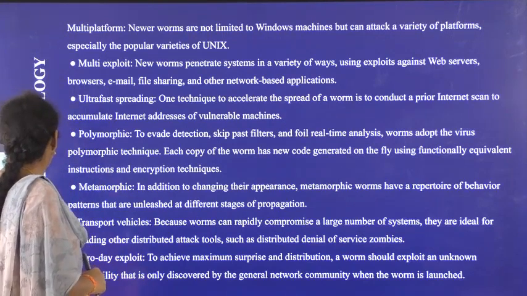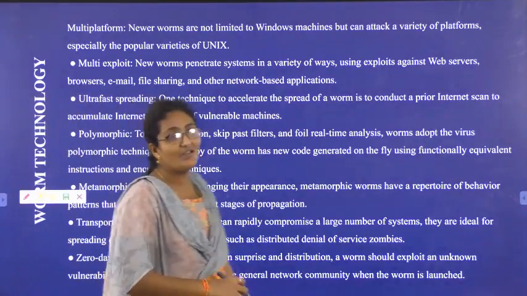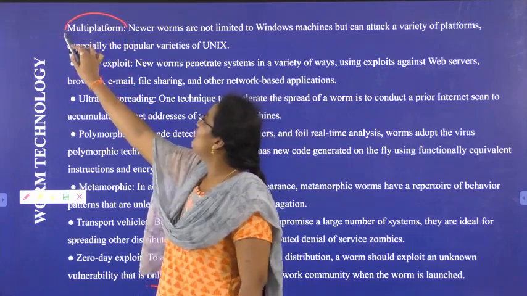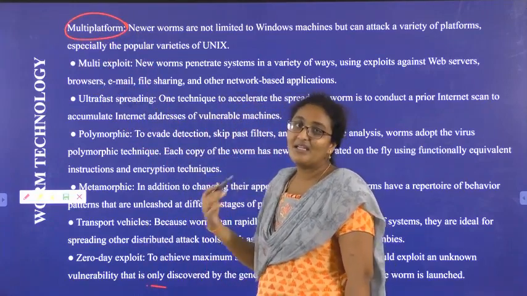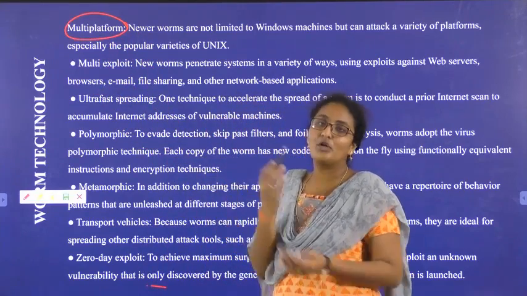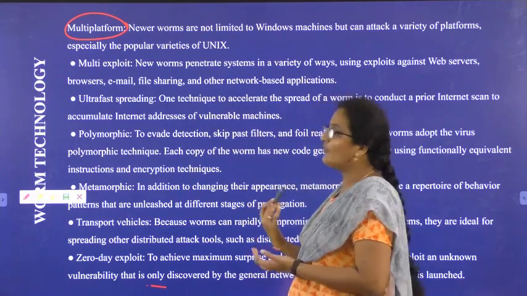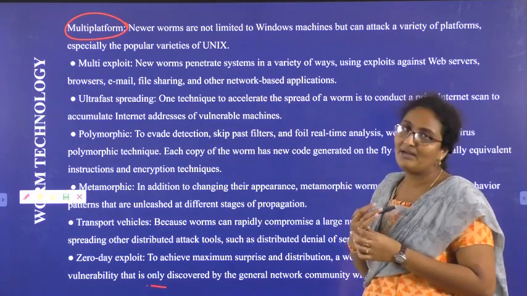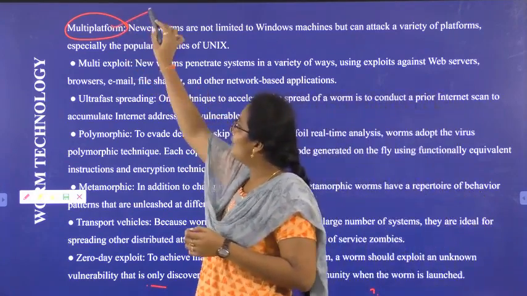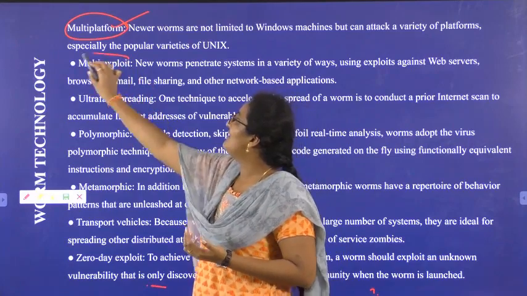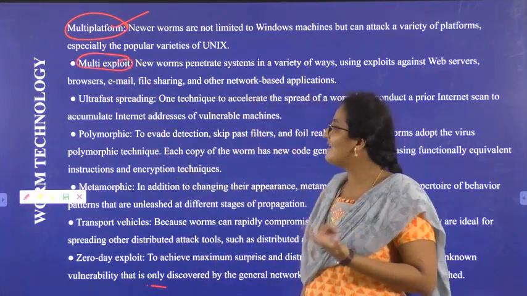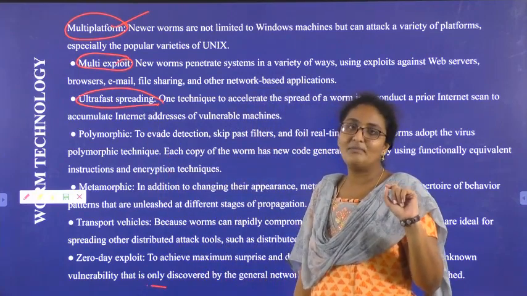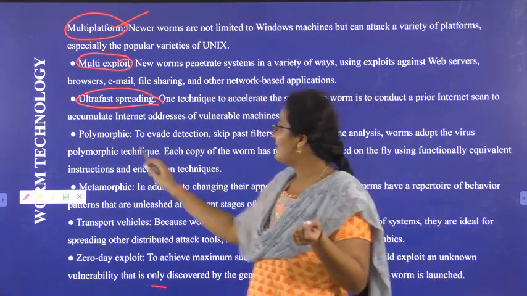So what a worm can do. Worm technology is nothing but what a worm can do. Multi-platform means a worm can propagate in Unix and Windows also. If your operating system is Windows, then worms can attack; if your operating system is Unix or Linux, then also a worm can attack. So a worm is multi-platform, platform independent. Multi-exploit means it will cause many damages at a single time. Ultra-fast spreading: once it attacks your machine, it will replicate very fast.